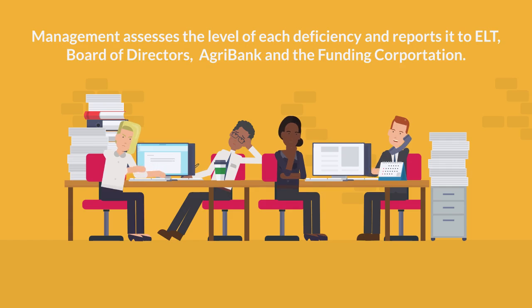With the number of controls Egg Country has, some items will periodically not operate as intended. These items are called deficiencies. Management needs to assess the level of each deficiency and in aggregate. The three different types of deficiencies are control deficiency, significant deficiency, and material weakness, with material weakness being the most severe. These deficiencies are reported to ELT, the Board of Directors, Agribank, and the Funding Corporation. Material weakness would be reported in our financial statements as well.